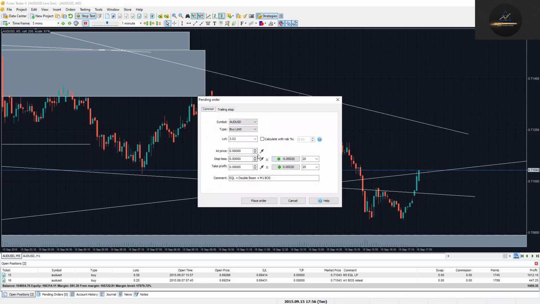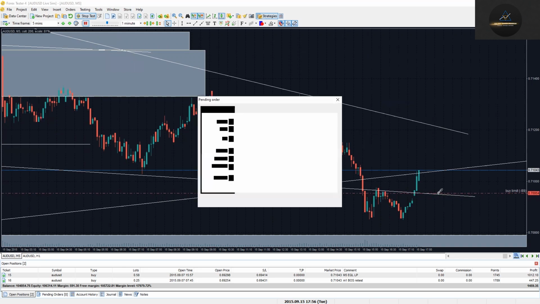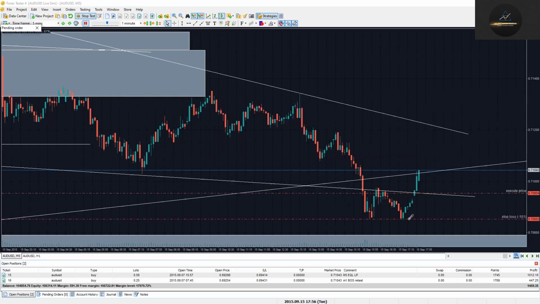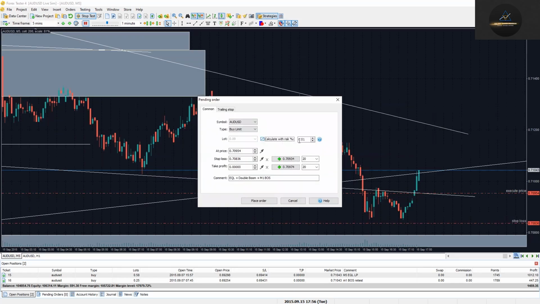Order. New pending order. F3. Okay. So new pending order. I want it right here, maybe a pip above. Here we go. Stop loss right below those equal lows. Very nice. And I'm going to do 0.25% only because I don't like those equal lows. TP, I'm not going to set TP now.